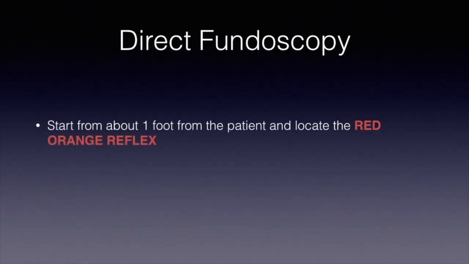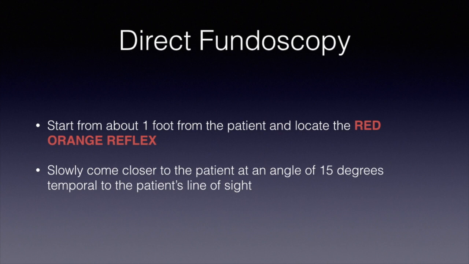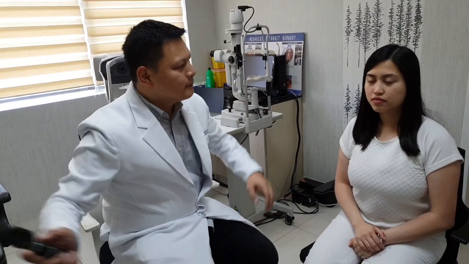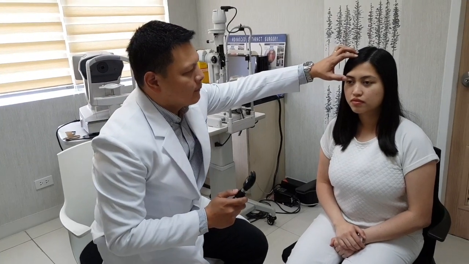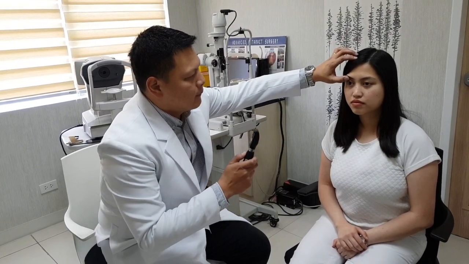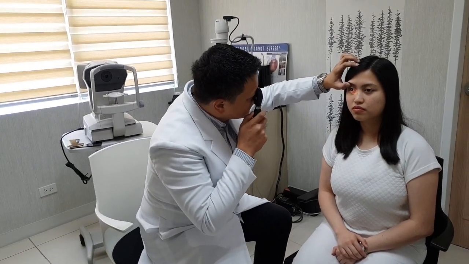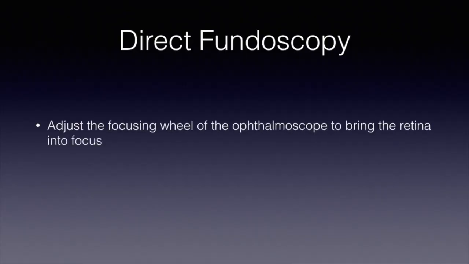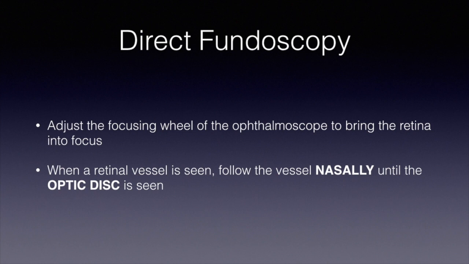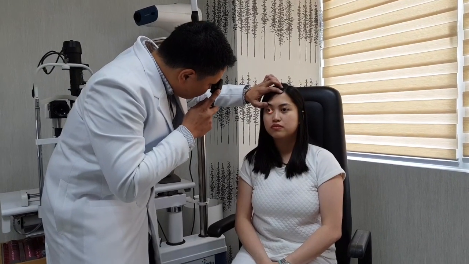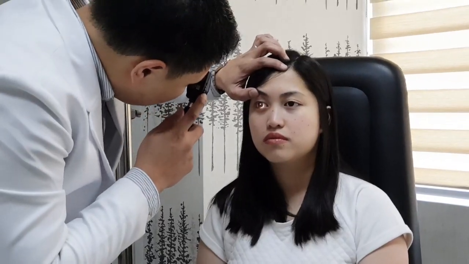Start 1 foot away from the patient and locate the red-orange reflex. Slowly come closer at 15-degree angle, temporal to the patient's line of sight. You may lift the patient's lid with your other hand. Adjust the focusing wheel to bring the retina into focus. When a retinal vessel is seen, follow it nasally until the optic disc is seen.